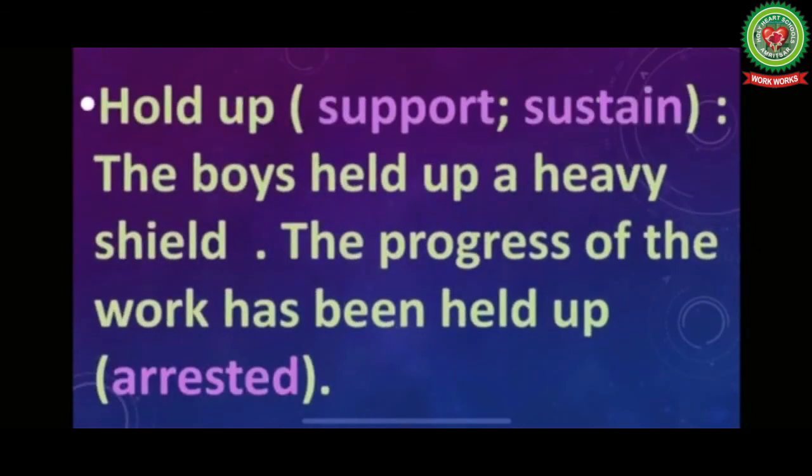Now see the other one children, here is hold up. Hold up means support, means sustain, means sahyog. See the sentence, the boys held up a heavy shield, means the boys, they supported each other in holding a heavy shield. So instead of using the word support, we may use the phrasal verb held up or hold up.